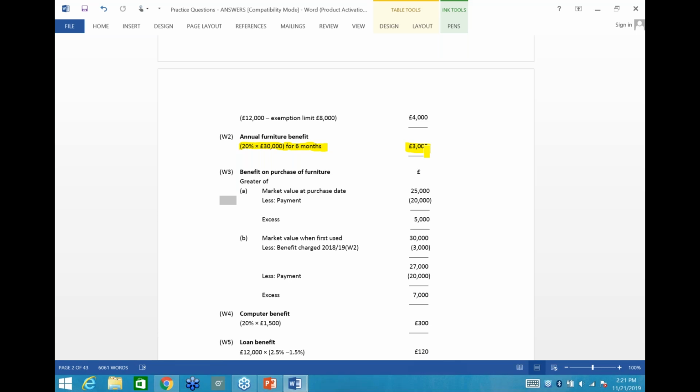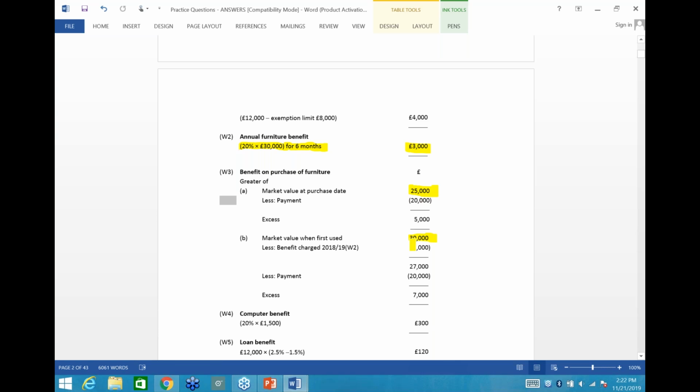That was £25,000. Then, when the furniture was first given to me on the 6th of April 2018, the value of the furniture was £30,000. When I occupied the premises, the value of the property was 30,000. Value of the furniture was £30,000. My company, my employer incurred 30,000.